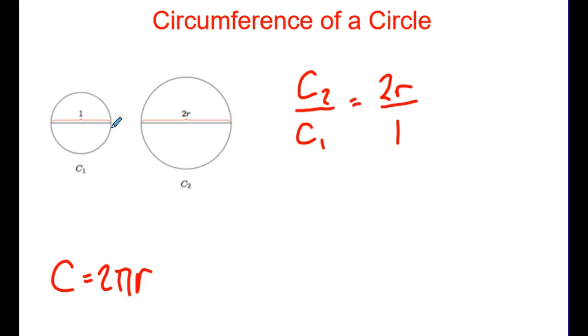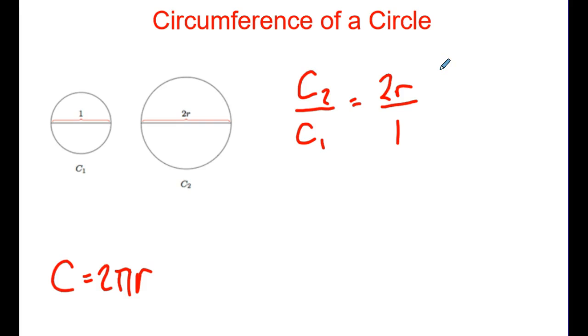We also know that all circles are similar. If we look at these two circles, we know they're going to be similar, so we can create a few different ratios. The circumference of the second circle, C2, compared to the circumference of the first circle, C1, is going to be equal to the diameter of the second circle compared to the diameter of the first circle. Since all circles are similar, we can create this proportion.